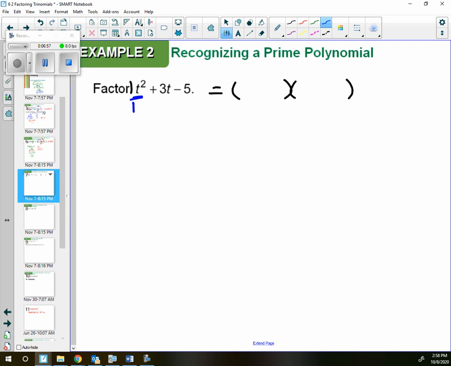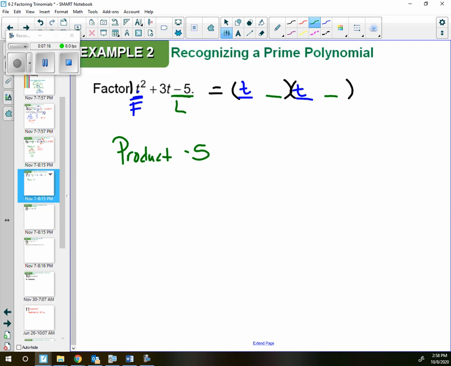So t squared comes from the first. That would go in the first position, which would be t times t again. No other way to do that. The last is what I want to talk about. Let's take a look at that. It has to multiply to a negative 5. So it's in the last position. Now, what numbers have a product of negative 5?